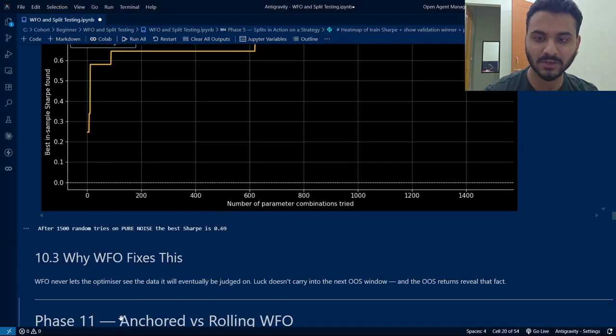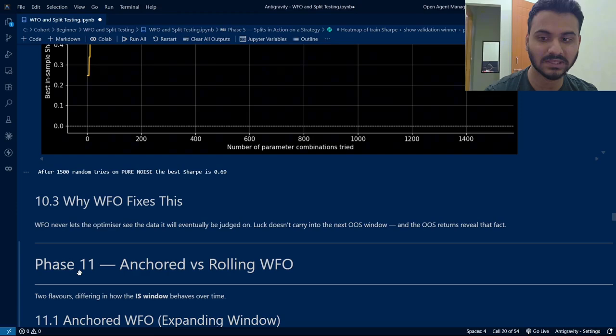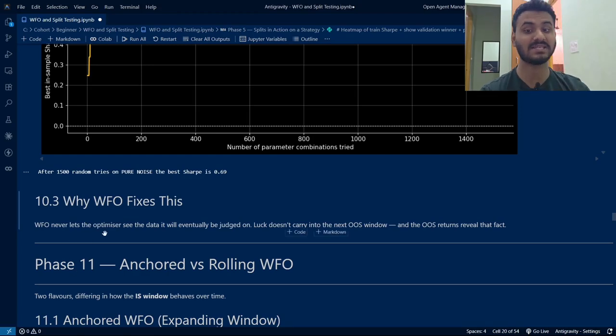Why does walk forward optimization fix this? Walk forward never lets the optimizer see the data it will eventually be judged on. Luck doesn't carry into the next out of sample window. The out of sample returns reveal the truth.